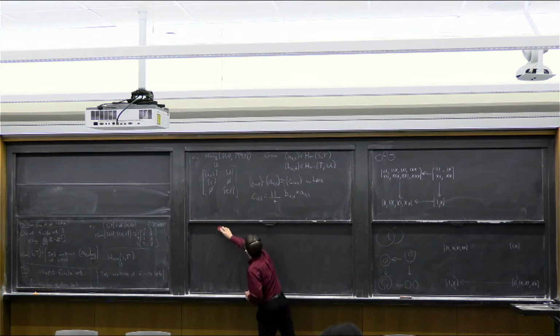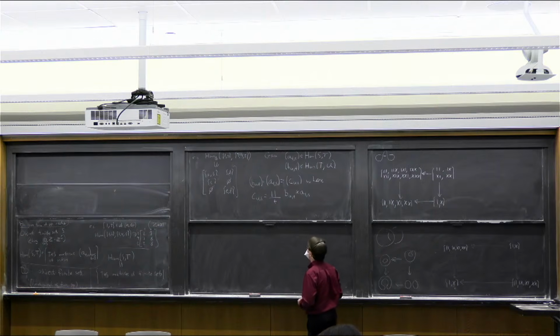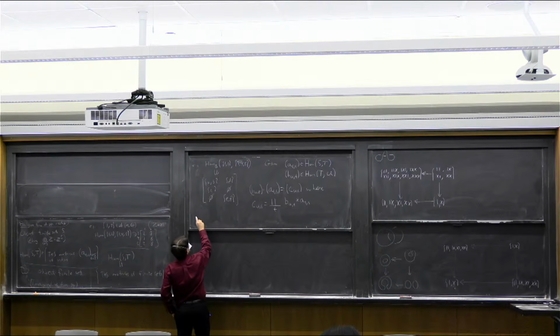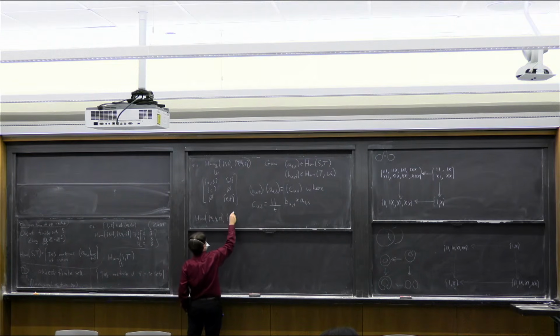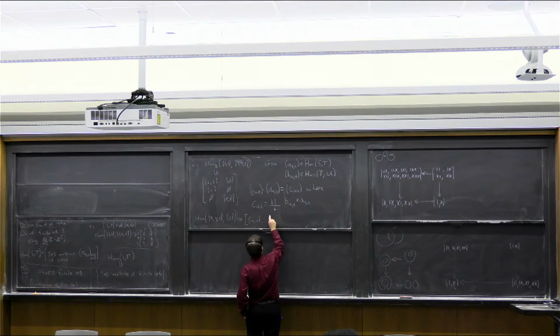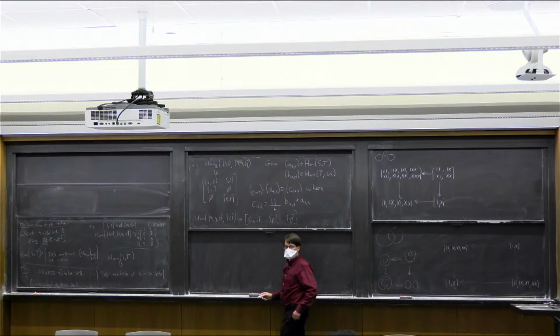So maybe I'll start up here. Here's an element in Hom from 3, 4, 5 to 6. This contains the matrix M, N, P, Q. It's a matrix of finite sets.